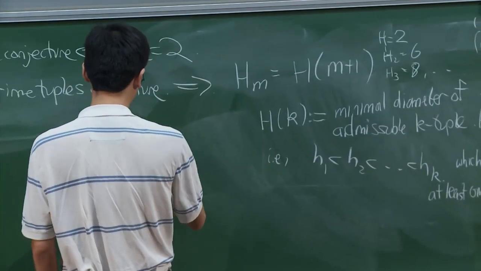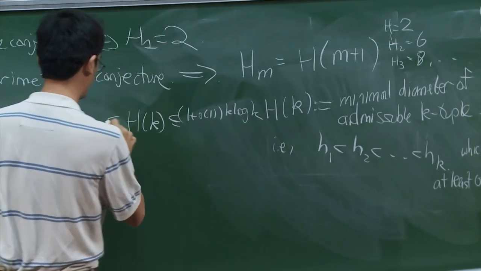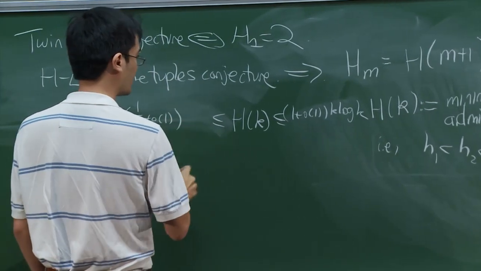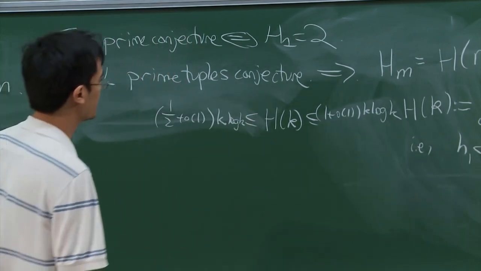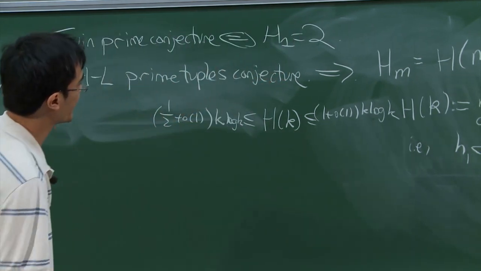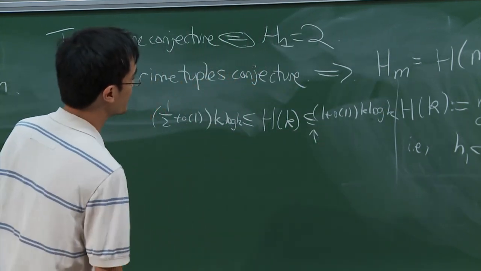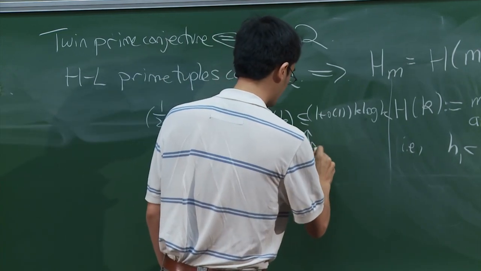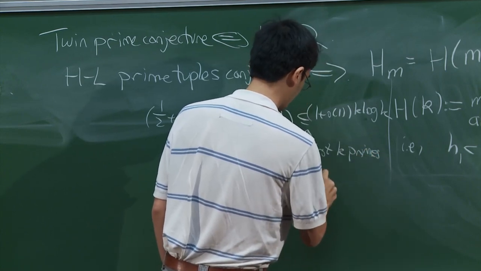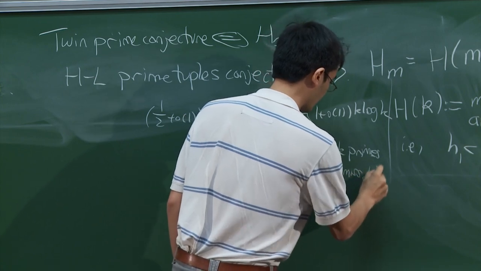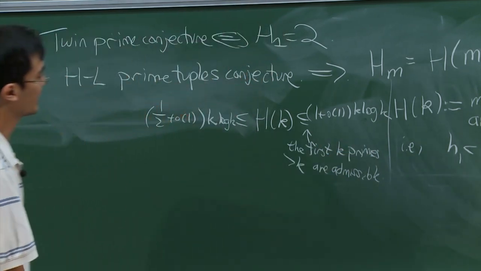So asymptotically, for large k, the narrowest k-tuple that you can have is at most k log k and at least half k log k, up to smaller errors. These are both fairly easy. For the upper bound, you just observe that the first k primes larger than k are admissible. You just think about it for a minute and you see that's true. And the prime number theorem tells you that the diameter of this set is about k log k. So that gives you the upper bound.